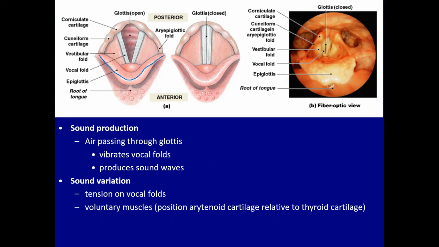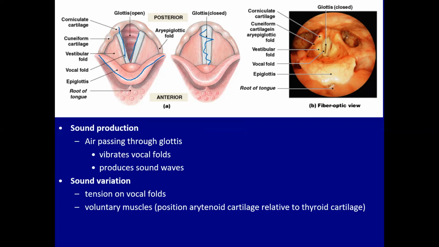It is a softer tissue, it has much more flexibility, and its job is to make sure that we're not allowing food and fluids to actually enter your glottis. So how do we make sound? We have air that passes through the glottis. Here it is open, and here it is closed. You can see that right here.